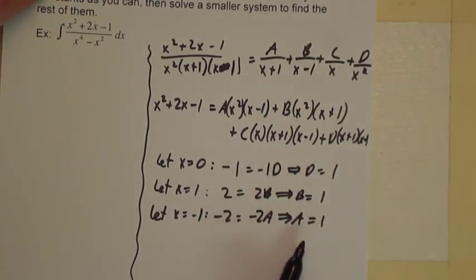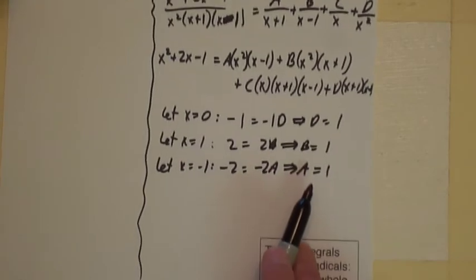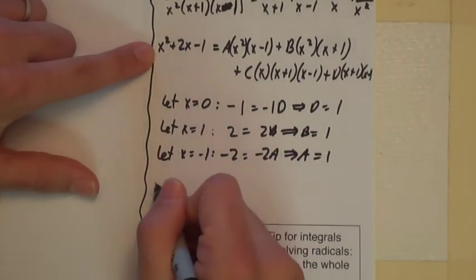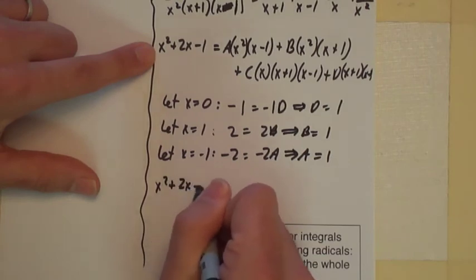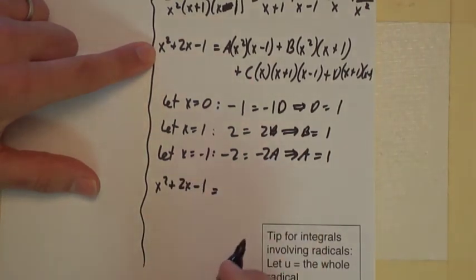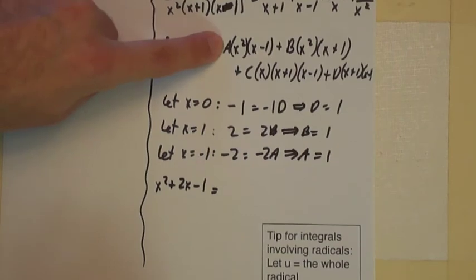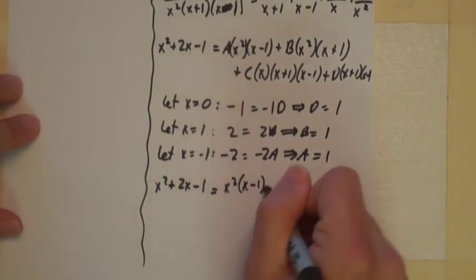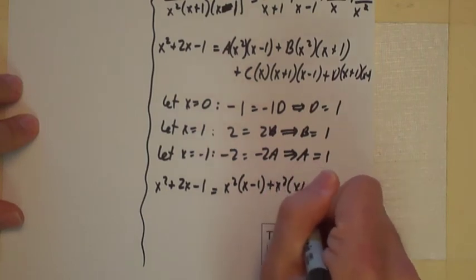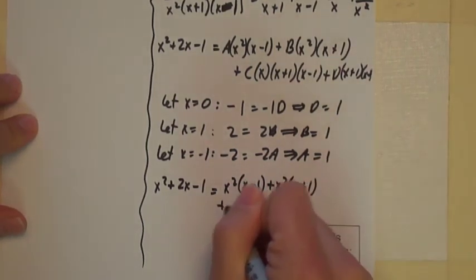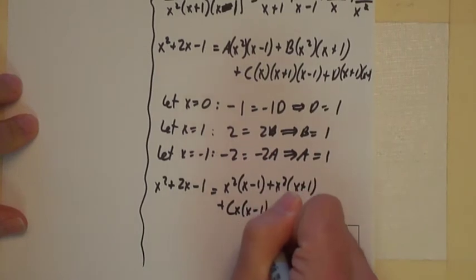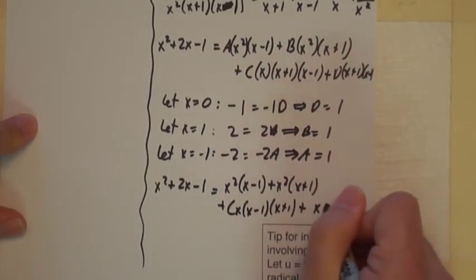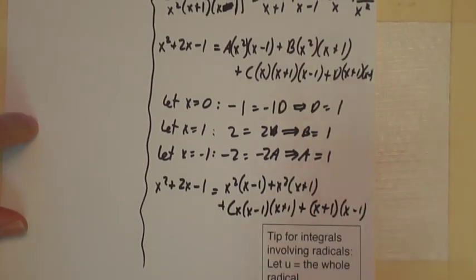So how do we find out the C? Well, let's just see what our equation here now says. It says x squared plus 2x minus 1 equals, we know A, B, and D are now 1, so x squared times x minus 1 plus x squared times x plus 1 plus C x, x minus 1, x plus 1 plus x plus 1, x minus 1.